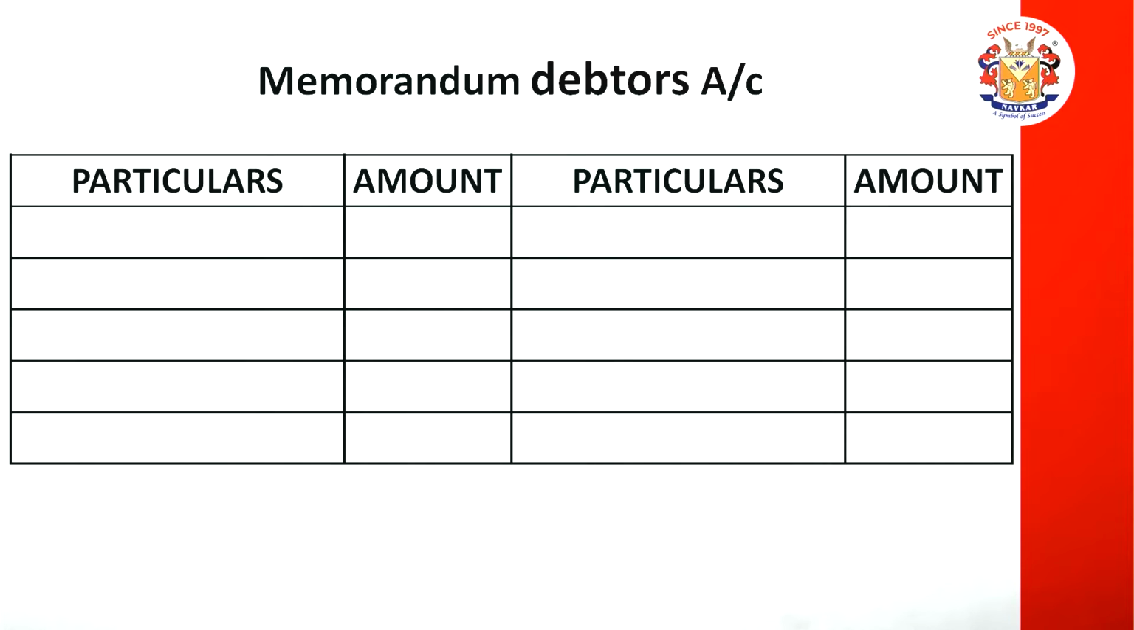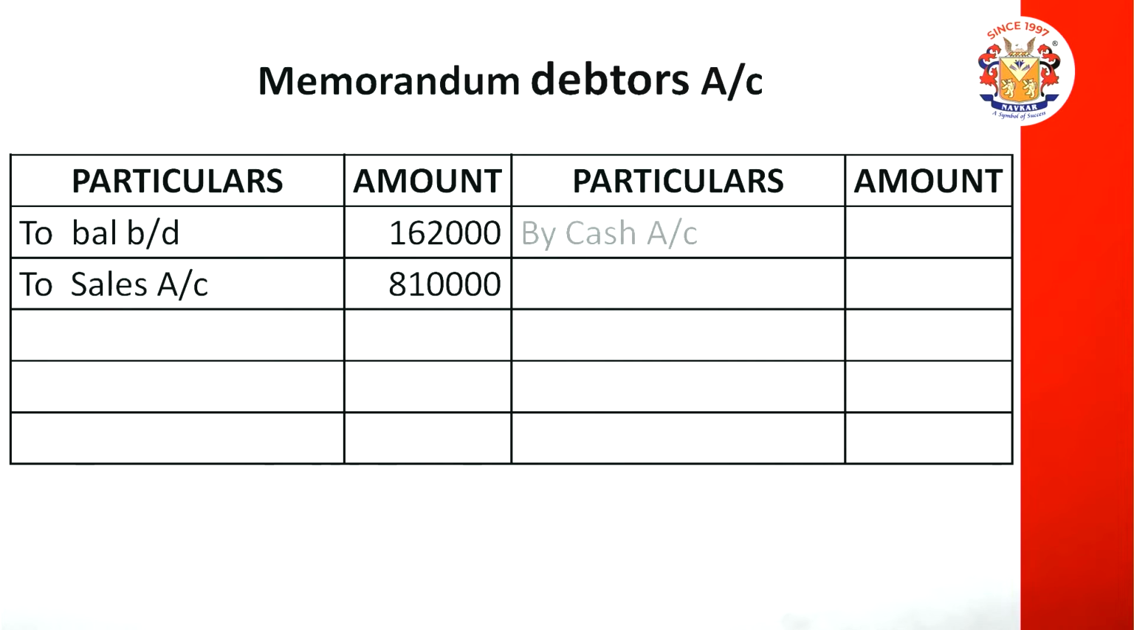Memorandum debtors account. First of all, opening balance 1,62,000, given in the question. Next, credit sales on the debit side 8,10,000. On the credit side 7,20,000, which is nothing but collection from debtors. Bad debts: due to bad debts, debtors will reduce.